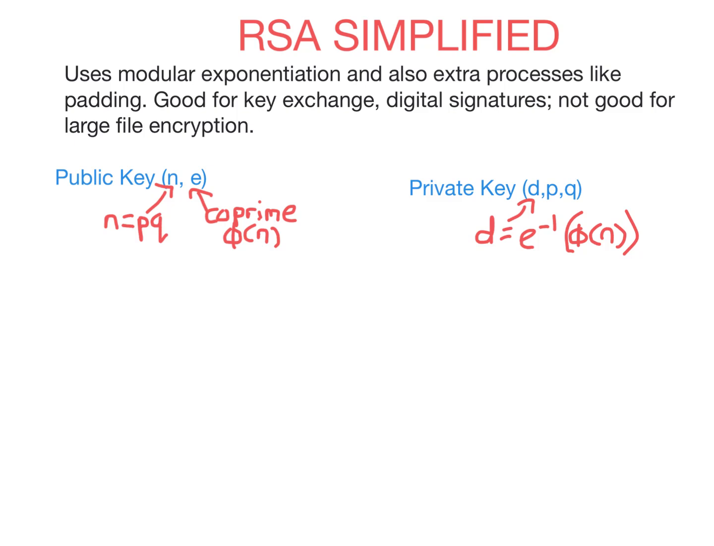Thank you so much for tuning into this video in which we will look at the RSA algorithm for cryptography. Now, I say that it's simplified here because the actual algorithm also involves things like padding, which is when you add on extra data to your message so that it meets a specific format. But we're not going to look at that. We're just going to look at the core component of RSA, which is using modular exponentiation.